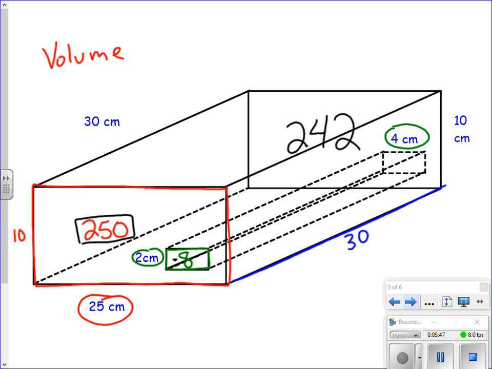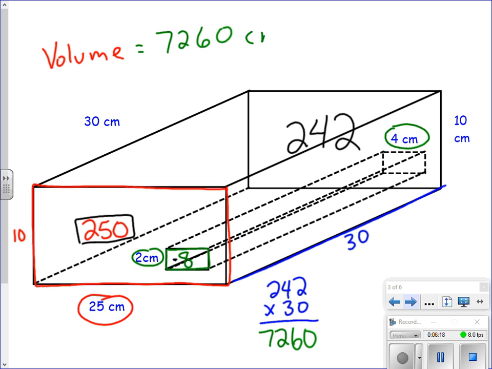242 is the entire front, which again is the big box minus the cutout. So 242, if I times that by 30, again, that's the depth of the shape. Use your calculator, or do it in your head if you can. It's 7260. And there we have the volume as 7260 cc's, or cubic centimeters. Again, find the area of the front and times it by 30.